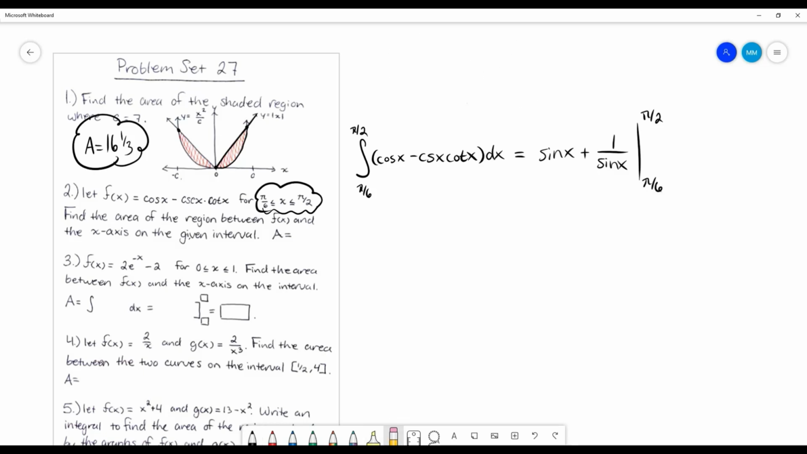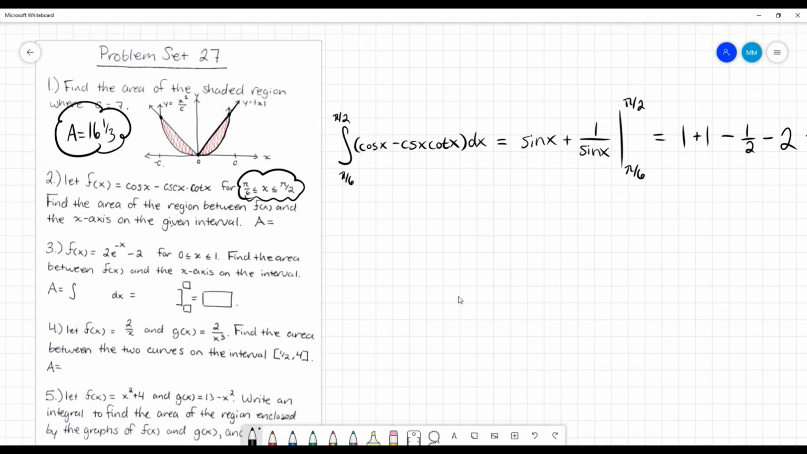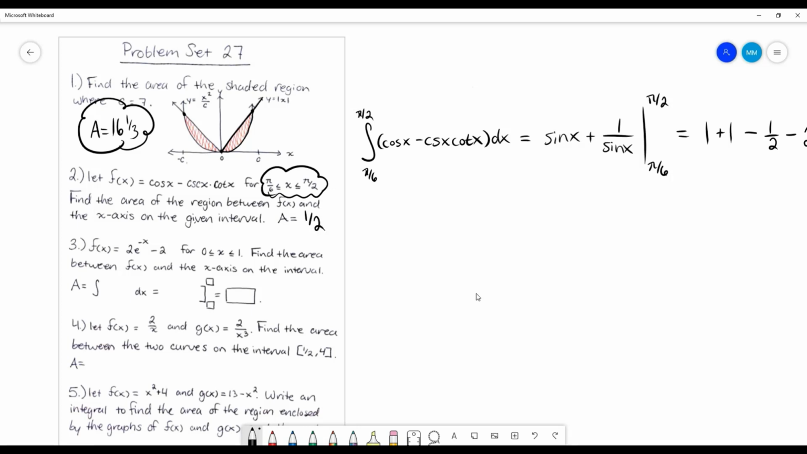And now we just evaluate. We start off by plugging in the upper bound. Sine of pi over 2 is 1, plus 1 over 1 is 1. Then we subtract our lower bound. So I'm going to subtract sine of pi over 6, which is 1/2. And I'm still subtracting, so minus 1 over sine of pi over 6, that's 1 over 1/2, or just 2, which turns into 2 minus 1/2 minus 2. Those cancel, and we just get a negative 1/2, which tells us it should, in reality, be positive 1/2.